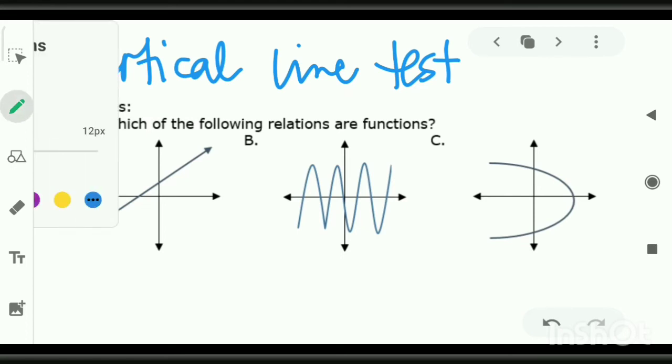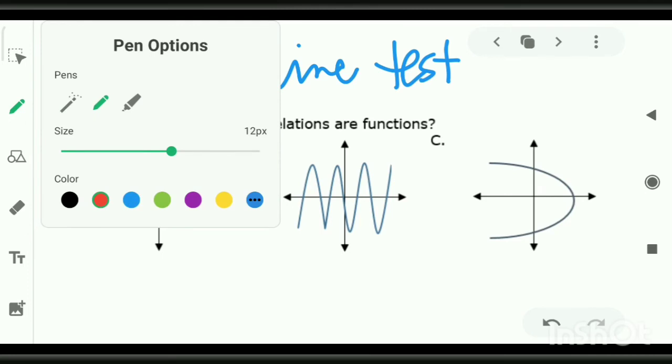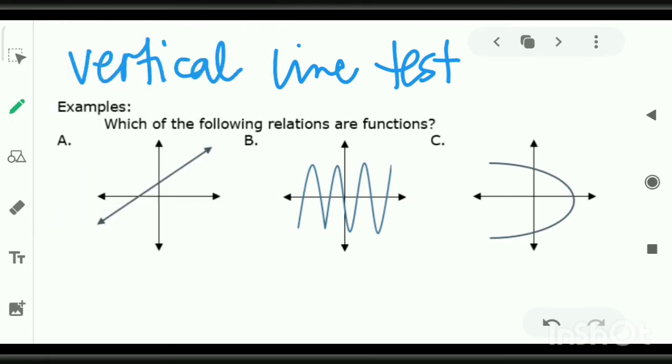Now, what is the vertical line test? The vertical line test tells us that if you draw a vertical line anywhere along the graph, the vertical line and the graph would only intersect once anywhere. If the vertical line and the graph intersect twice or more, then the graph does not represent a function. Let's try letter A. Now, let's draw a vertical line here.